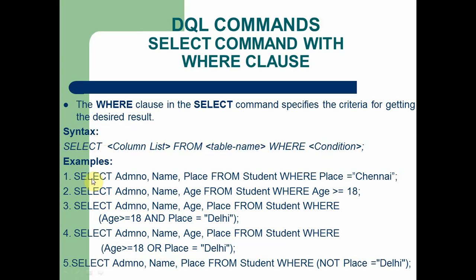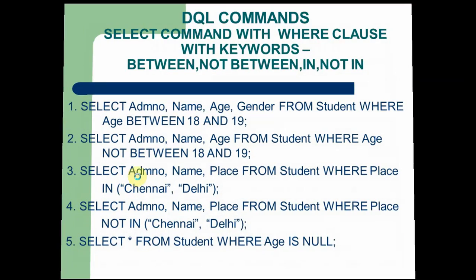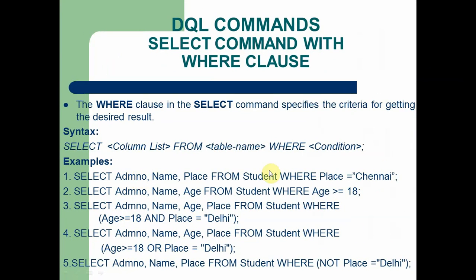In the first example, select admin number, name, place from student where place is equal to Chennai. This command will display three columns from the table student. The column names are admin number, name, and place, and it only displays the records where place is equal to Chennai. For example, if you want to view the students who are from Chennai, then you can execute this command.